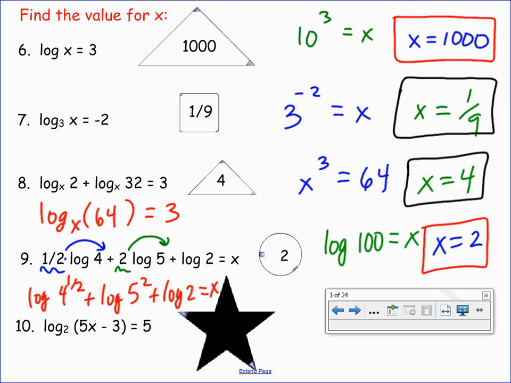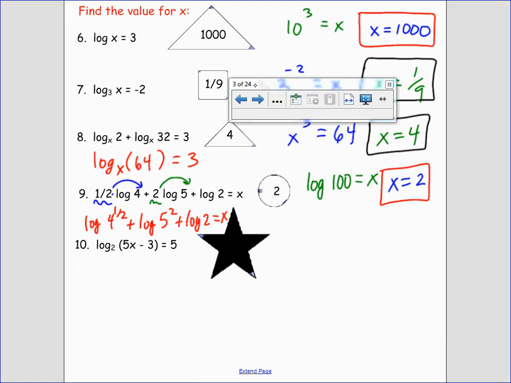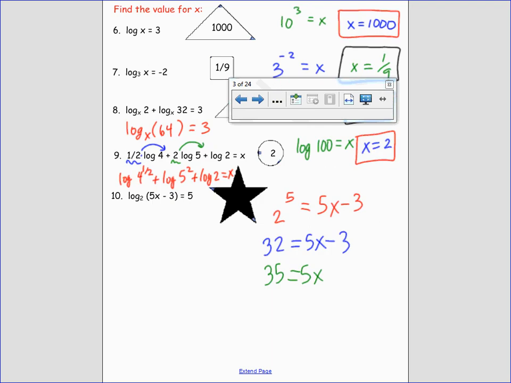And number 10, we can rewrite that in power form. It looks like number 10 could be rewritten as 2 to the 5th equals 5x minus 3. Evaluating the power on the left, 2 to the 5th yields 32 equals 5x minus 3. Adding 3 to both sides produces 35 equals 5x. Then we can finish it out with the division. My final answer would be 35 divided by 5, so I'm getting 7.